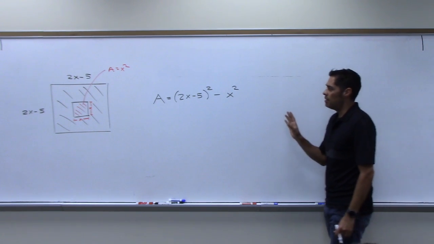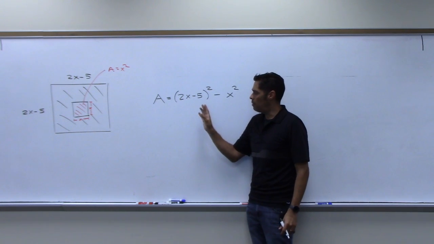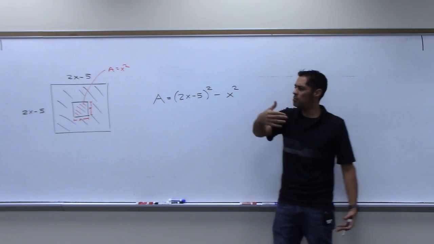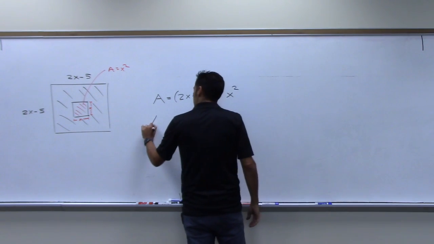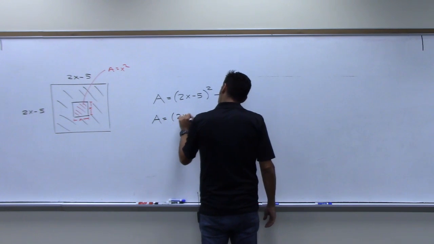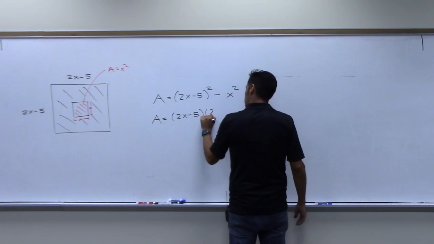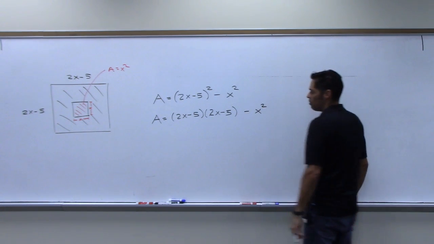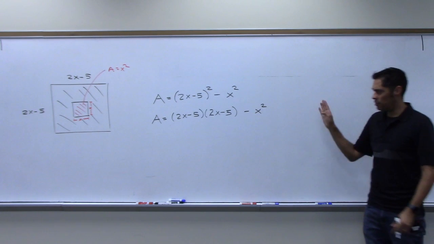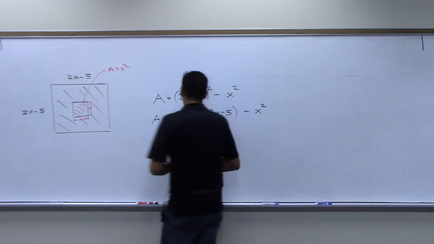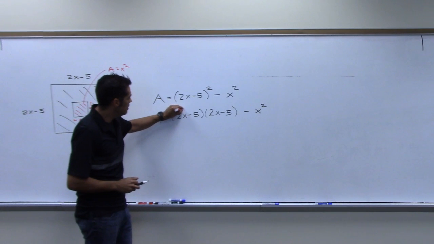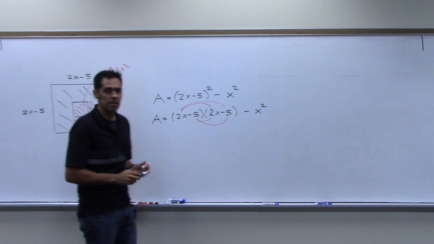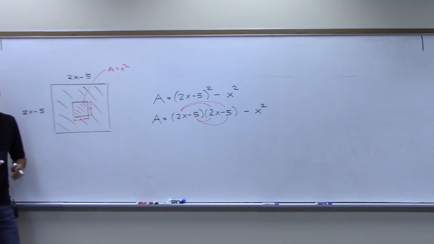But let's try and simplify this. And what I mean by that is let's actually multiply 2x minus 5 times 2x minus 5, because that's part of what this section was about. So I'm going to say area is equal to 2x minus 5 times 2x minus 5. That's what it meant to square. And then I still have minus x squared. And then you do that thing of multiplying through. And we call this expanding the polynomial. You're going to do those 4 multiplications. You could use that FOIL thing if you like the FOIL thing.